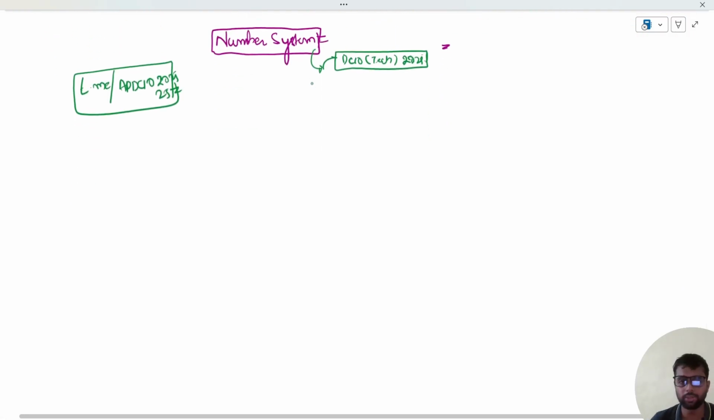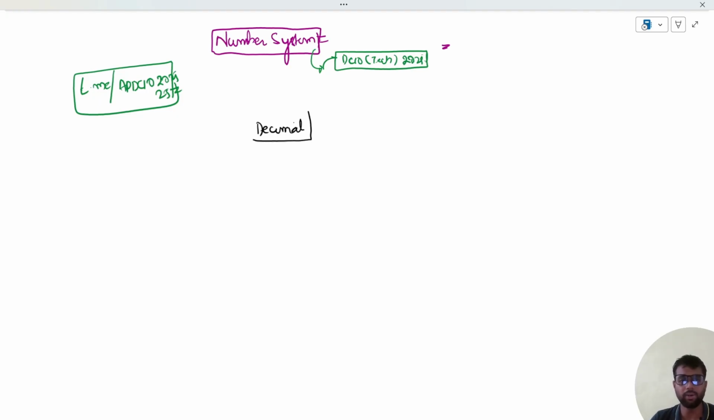So starting with the number system, let us first begin with the most general number system that we are used to, and we use in our day to day mathematical calculation. That is the decimal number system, and we will start building our concept from this. In the decimal number system, we have different unique numbers starting from 0 up to 9. That is a total of 10 different numbers.